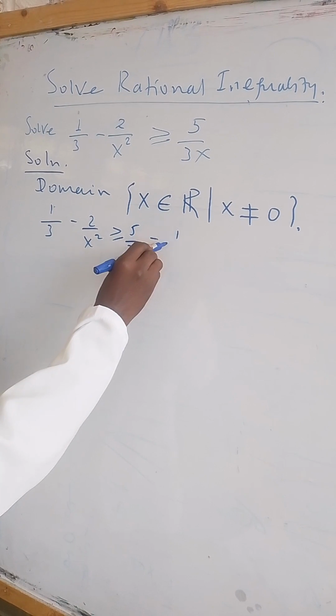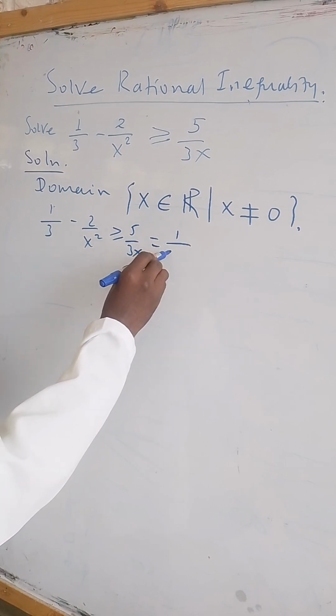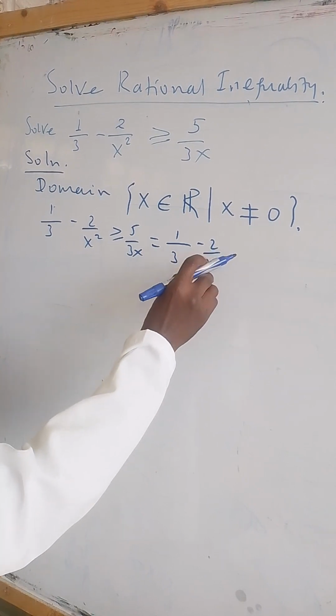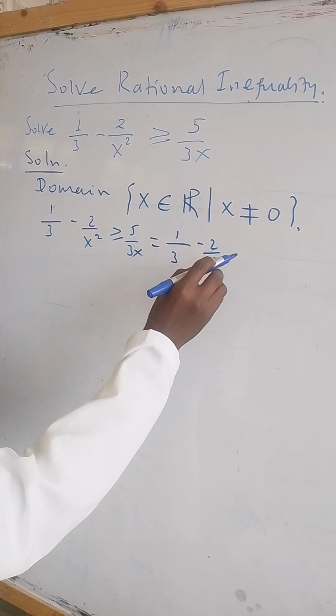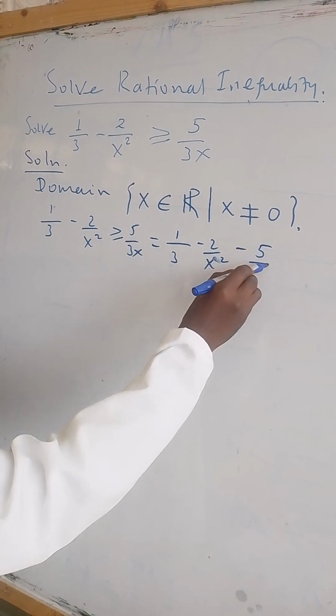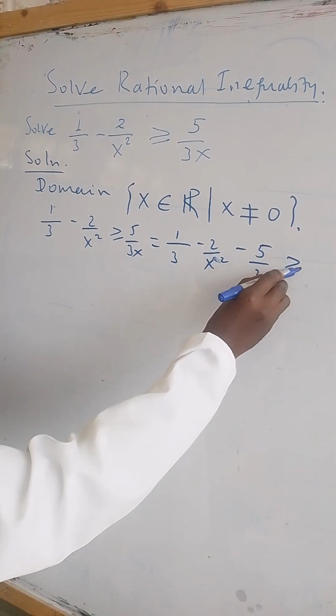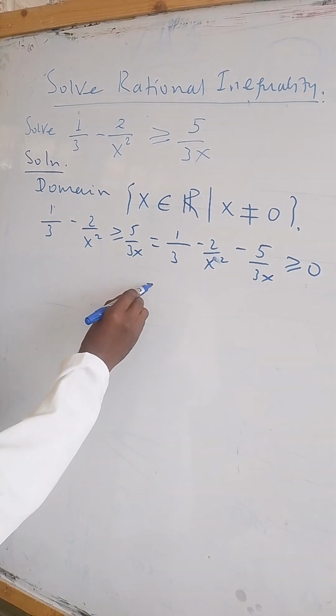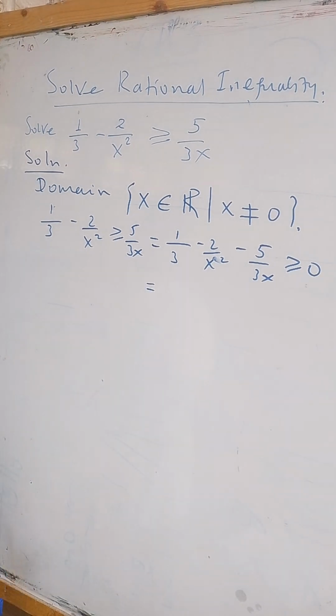Therefore, to solve this, we write it in the form p(x) over q(x) greater than or equal to 0. So we have to rewrite this one. Then the inequality becomes 1/3 minus 2/x² minus 5/(3x) greater than or equal to 0.